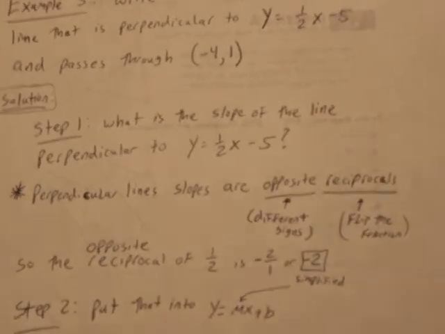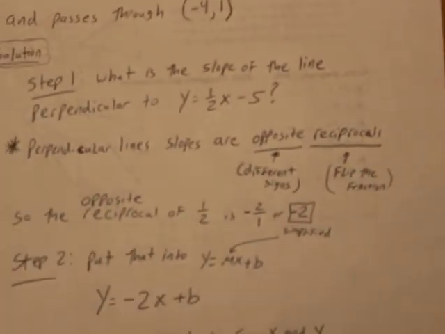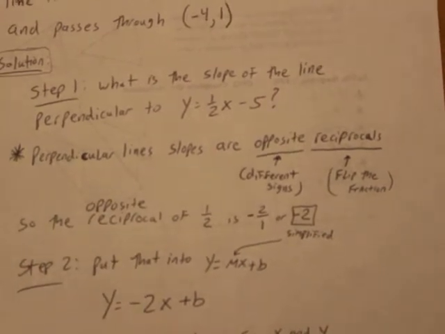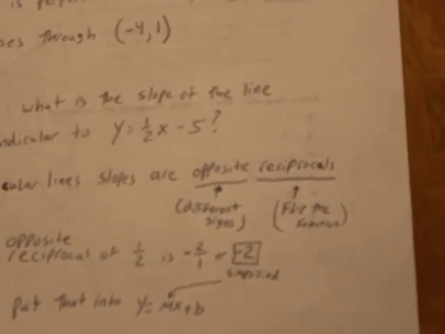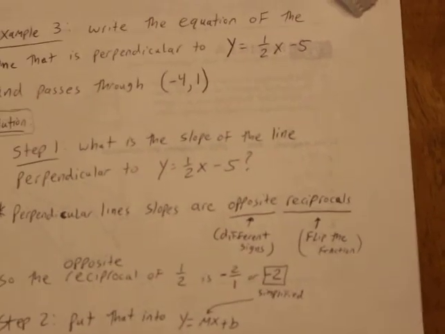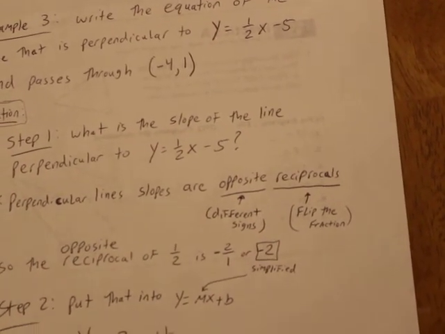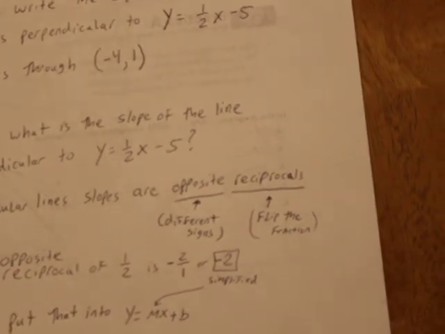So what does that mean, opposite reciprocals? It means that they're going to have different signs. So if one is positive, the other one's going to be negative. And reciprocal means that you flip the fraction. So if it's a whole number, that's still a fraction. You just put it over 1. And then the reciprocal means that you flip it.